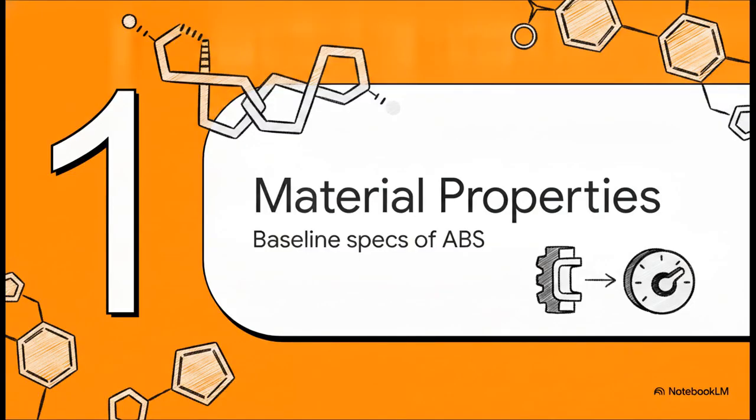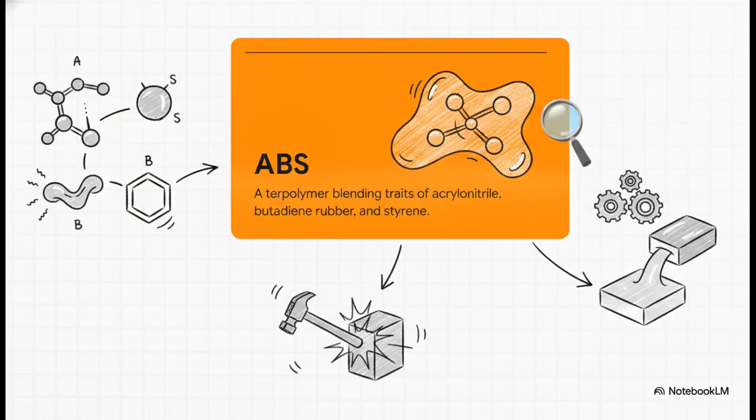Section 1. ABS Material Properties Profile. The chemical foundation and baseline specs of a crucial engineering thermoplastic. So ABS actually stands for Acrylonitrile Butadiene Styrene. It's what we call a terpolymer. That just means it achieves its incredible performance by blending three entirely different monomers together.